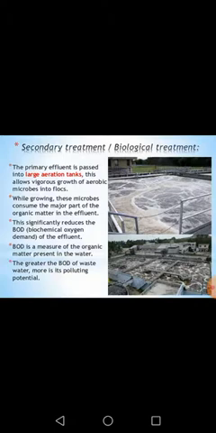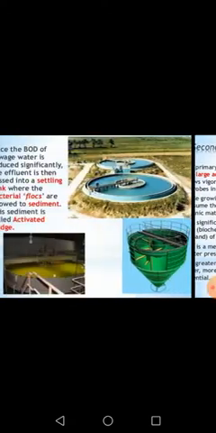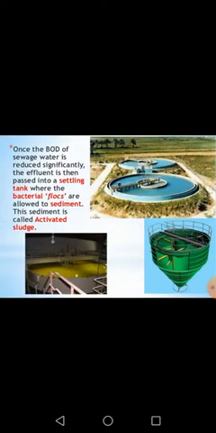Now, BOD is a measure of the organic matter present in the water. If the BOD is higher, it means water is more polluted. If the BOD is less, that means water is less polluted. So firstly, what happens in the aeration tank with the help of the aerobic bacteria is that most of the organic matter is consumed and BOD is reduced. Once BOD of the sewage water is reduced significantly, then the effluent is passed into a settling tank.